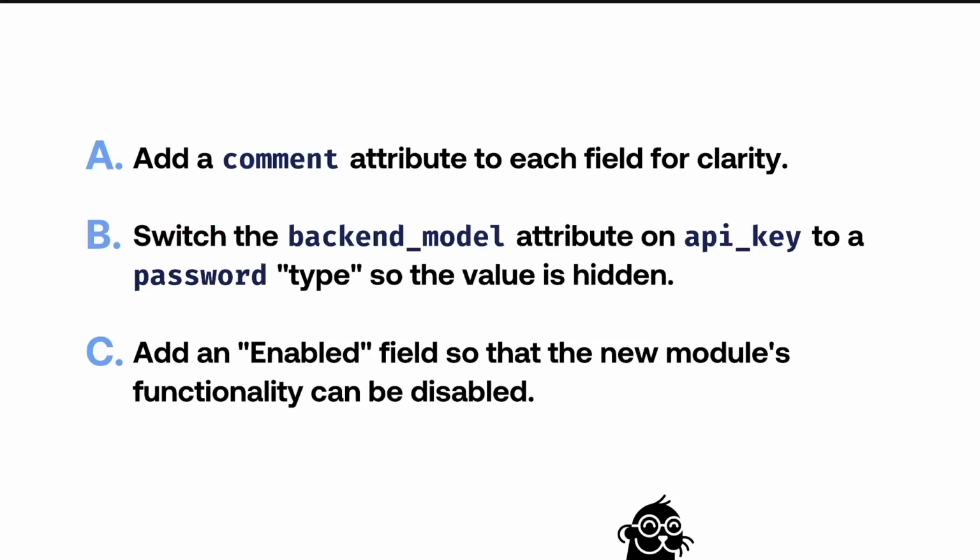And here are the answers. A, add a comment attribute to each field for clarity. B, switch the backend model attribute on the API key to a password type so that the value is hidden. And C, add an enabled field so that the new module's functionality can be disabled.